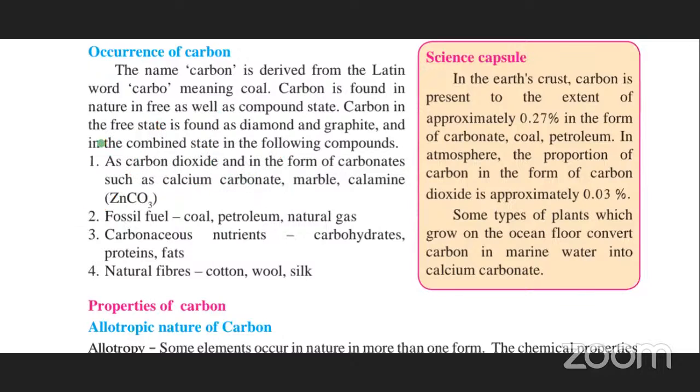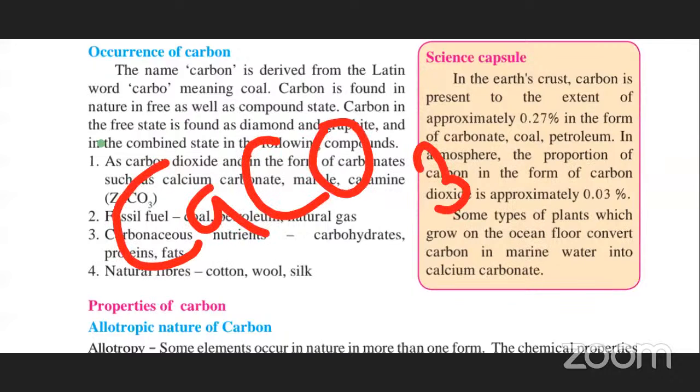When talking about carbonates, the examples given are calcium carbonate and sodium carbonate. So what is calcium carbonate? This is calcium carbonate, in which carbon is combining with oxygen as well as with calcium. So these are the various ways in which elements combine together to give a compound.